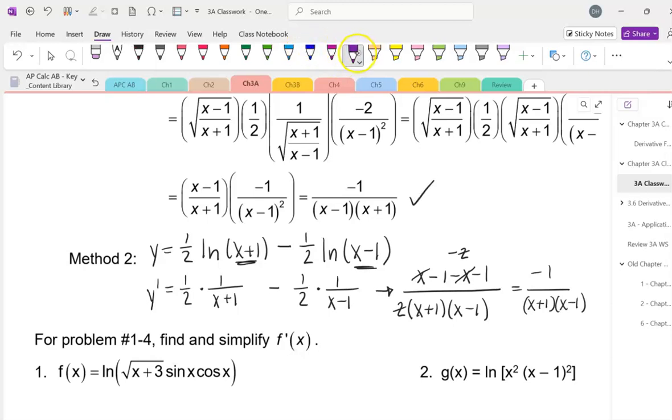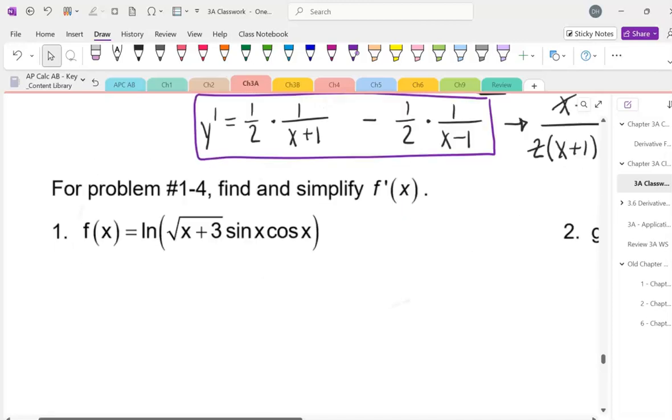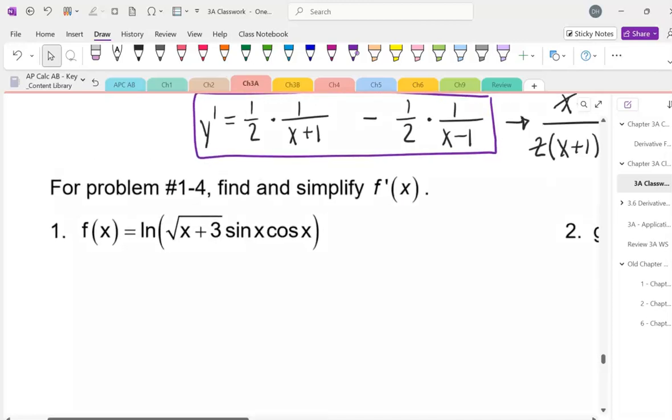When you're doing these problems, though, as long as you split up your logs, you can stop right there. You don't have to go any further. You don't have to get to that final answer. So by using your log rules, it just makes it a whole lot easier to simplify.